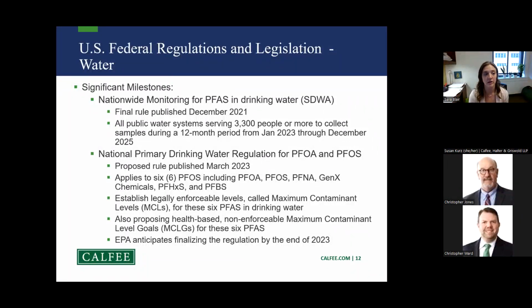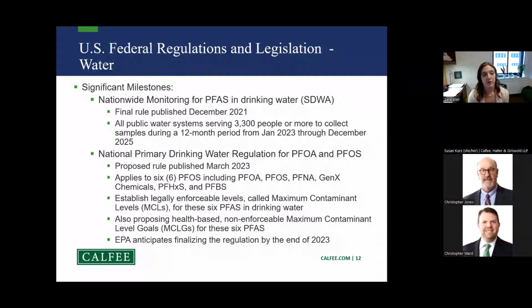drinking water. Under the existing Unregulated Contaminant Monitoring Rule, which is used to monitor for priority unregulated contaminants in drinking water every 5 years, public water systems serving more than 3,300 people are to collect samples during a 12-month period from January 2023 to December 2025 to test for 29 PFAS found in drinking water systems.